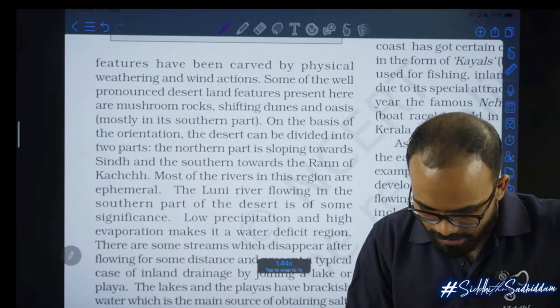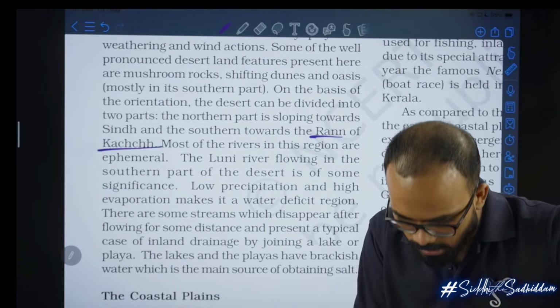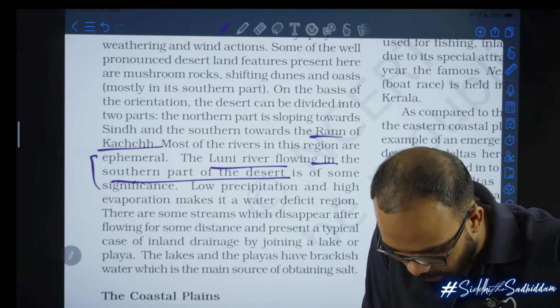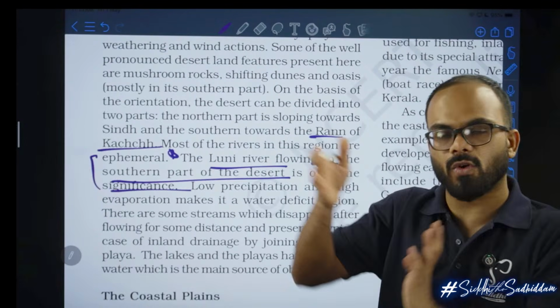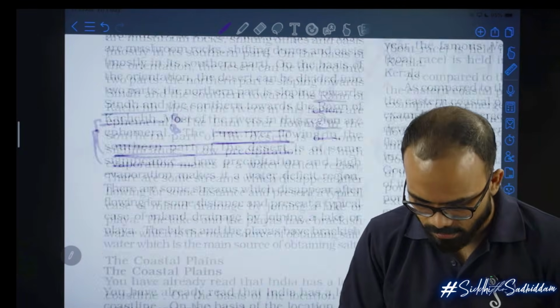Okay, the next is Rann of Kutch region, the white beautiful desert that is there. River Luni flows in the southern part of the desert. This line, River Luni, which river flows through the Marusthali or Indian desert? It's River Luni, that they can ask you.